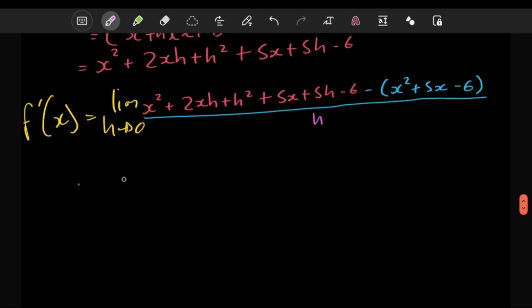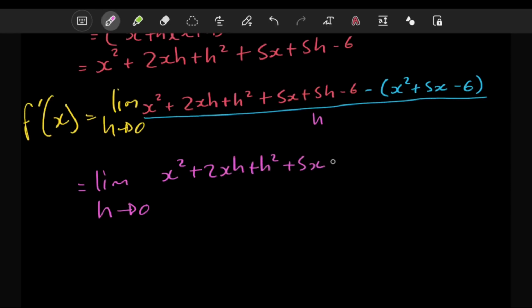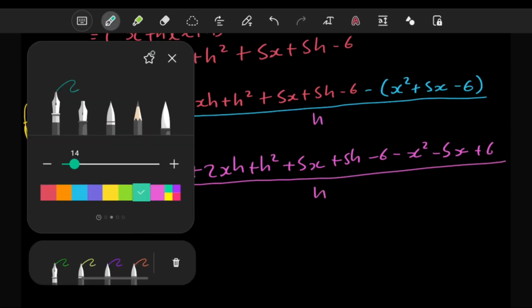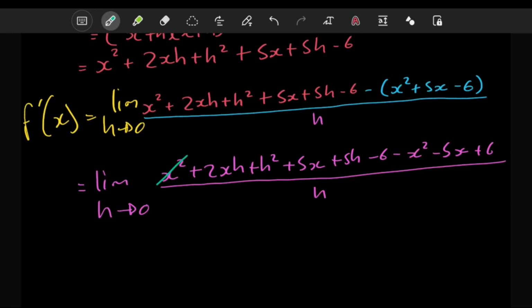Nothing crazy, nothing major. In this kind of scenario, all you have to do is multiply the negative inside. So nothing crazy here: 2xh plus h squared plus 5x plus the 5h minus the 6. Here you're just going to minus everything. The easiest way is to remember, whatever you do, don't make silly mistakes for these kinds of questions, because it's like 5 easy marks. At the top, stuff has to cancel out. If things don't cancel out, you have done something wrong.